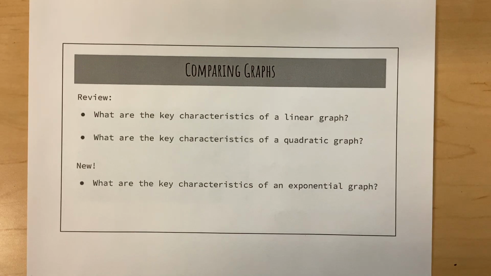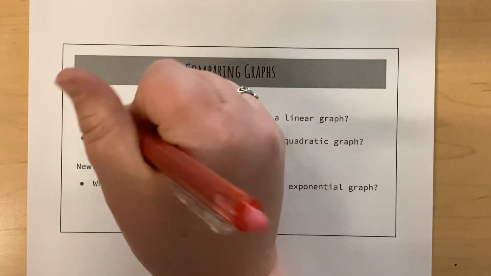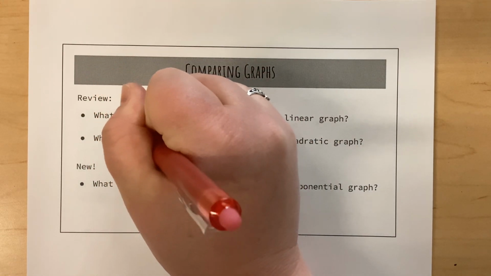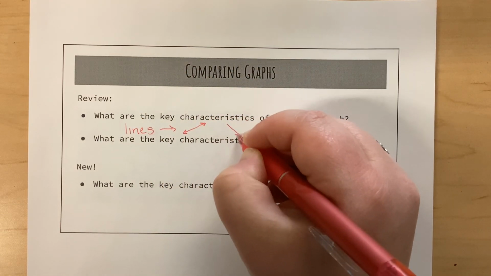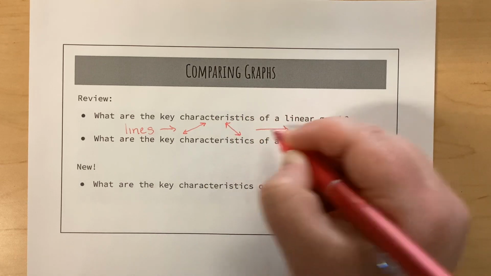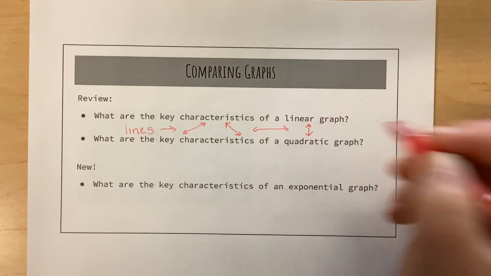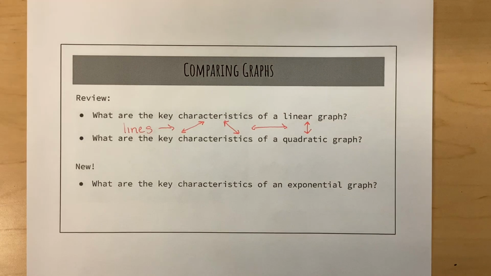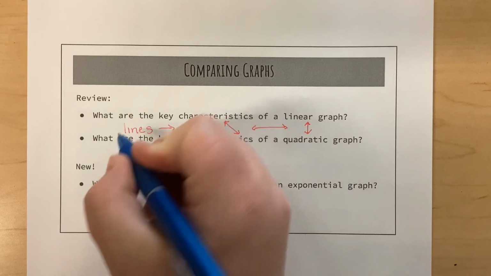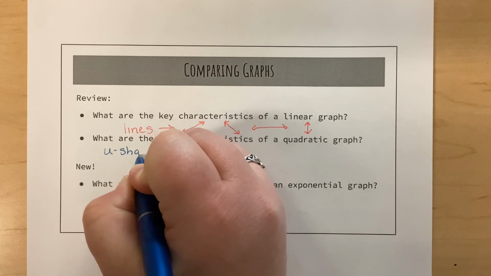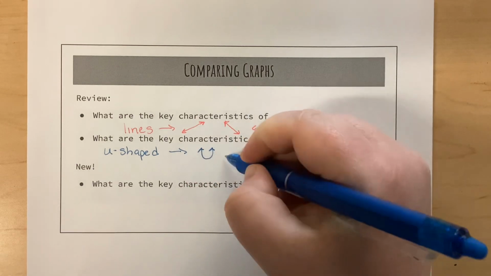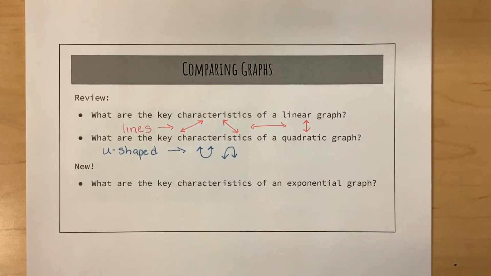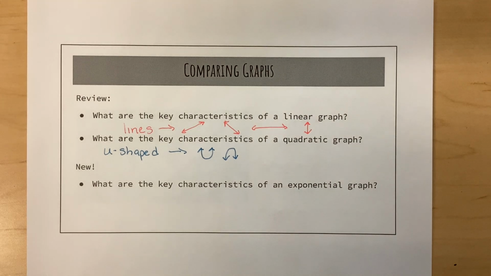Now let's talk about their graphs. All right, so let's do a little review first. If we're talking about linear graphs, remember they make lines. So you can have an increasing line, a decreasing line, a horizontal line, or a vertical line. Those are all the types of graphs you can have for a linear equation. Now, quadratic graphs, on the other hand, are U-shaped. They can only open two ways, either up, because they're positive, or down, because they're negative. You cannot have a side-to-side U-shape, because then it would not be a function.